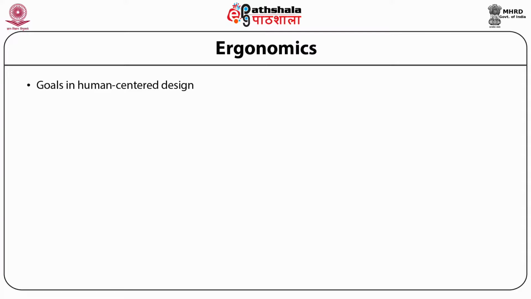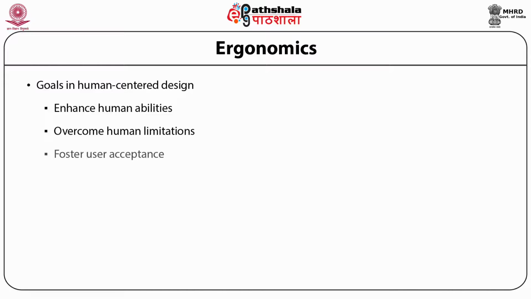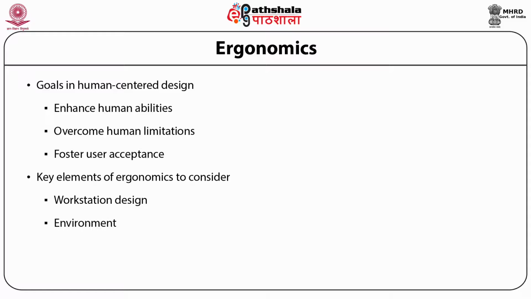There are 3 goals in human-centered design. Number 1, enhance human abilities. Number 2, overcome human limitations. Number 3, foster user acceptance. To achieve these objectives, there are key elements of ergonomics to consider. Number 1, workstation design, chairs, work surfaces, and accessories. Number 2, the environment, space planning, use of colors, lighting, acoustics, air quality, thermal factors, etc.